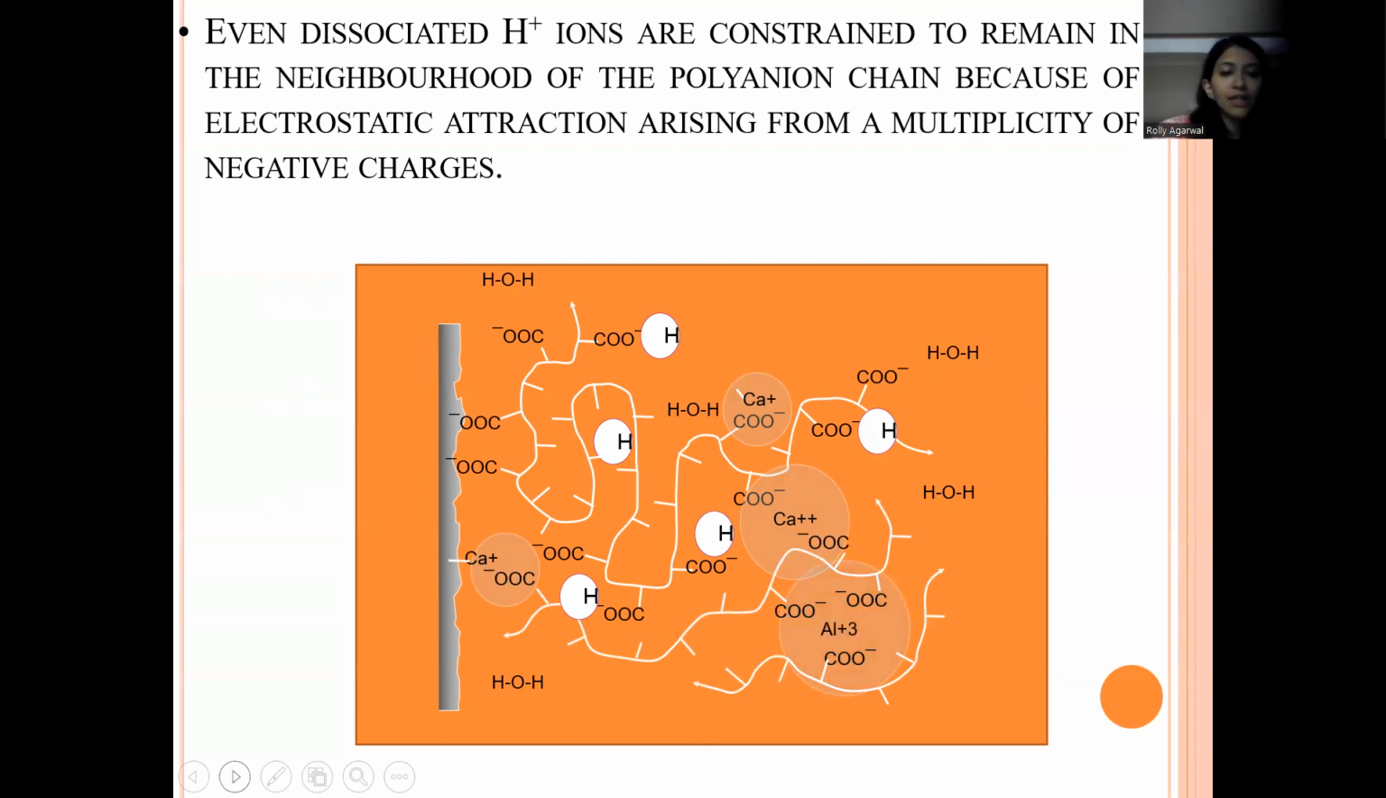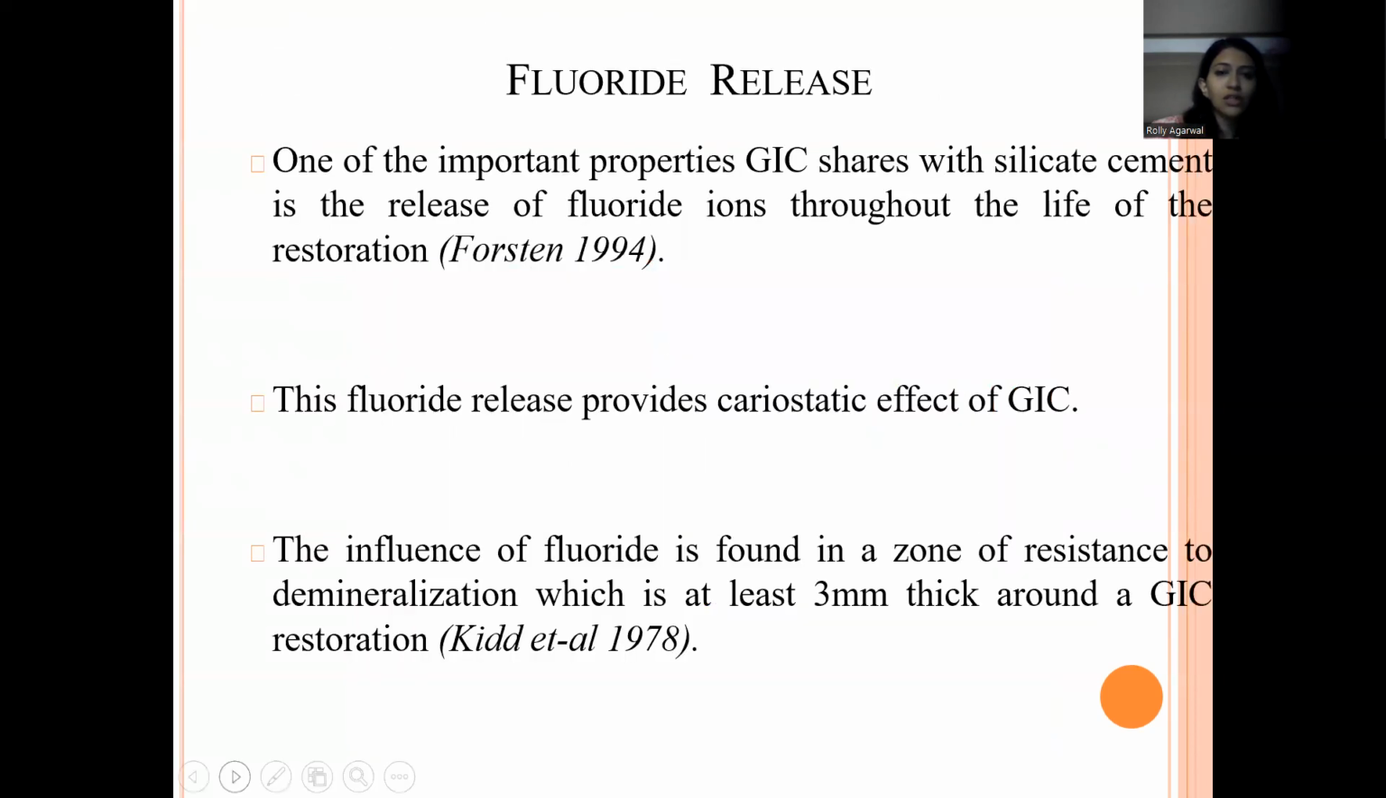So this is how the cross-linking is taking place between the COO minus groups and the calcium in the tooth structure. Even when the bulk of the glass ionomer cement fractures or is lost, this ion-enriched layer or the bonded layer is attached to the dentine and prevents any hypersensitivity from happening. Then we have fluoride release.